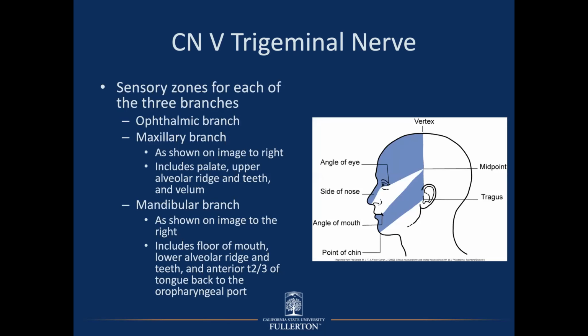Okay, enough said. These are the 3 sensory zones. The ophthalmic branch, basically from the corner of your eyes up to the top of your head and the whole forehead region and a little bit of the nose.